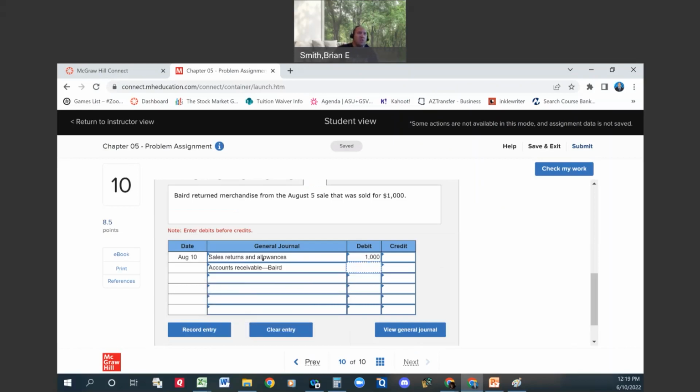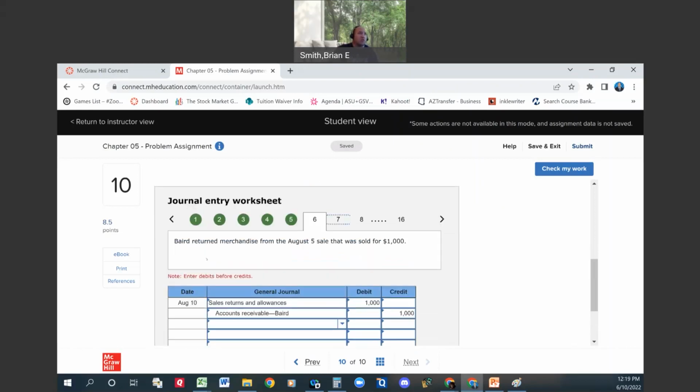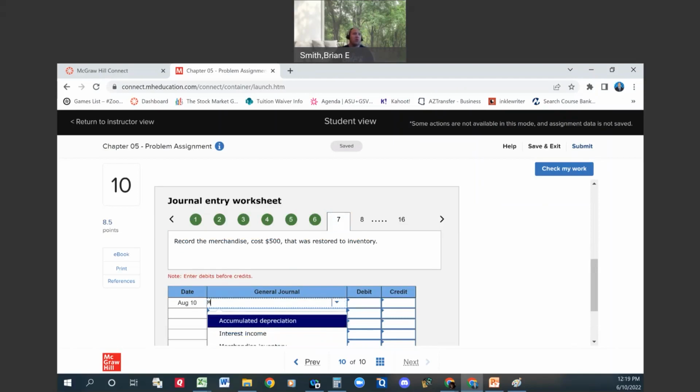Now, the next journal entry is going to be recording the merchandise that was restored to our inventory because we no longer sold it. Merchandise inventory for 500, and we're crediting our cost of goods sold for 500. Okay.